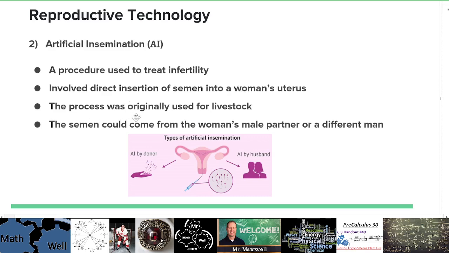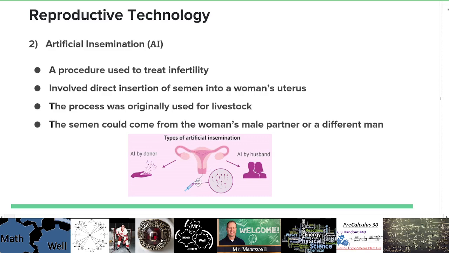The process was originally used for livestock. Okay, so this is a common practice for livestock. You secure semen, and then it's basically injected into the cows. Cattle. I grew up on a farm with cattle, so I know a little bit about this sort of thing. And so this is used when, I guess, the female has the typical processes able to happen in her reproductive system. So an egg is produced, an egg is able to be fertilized.